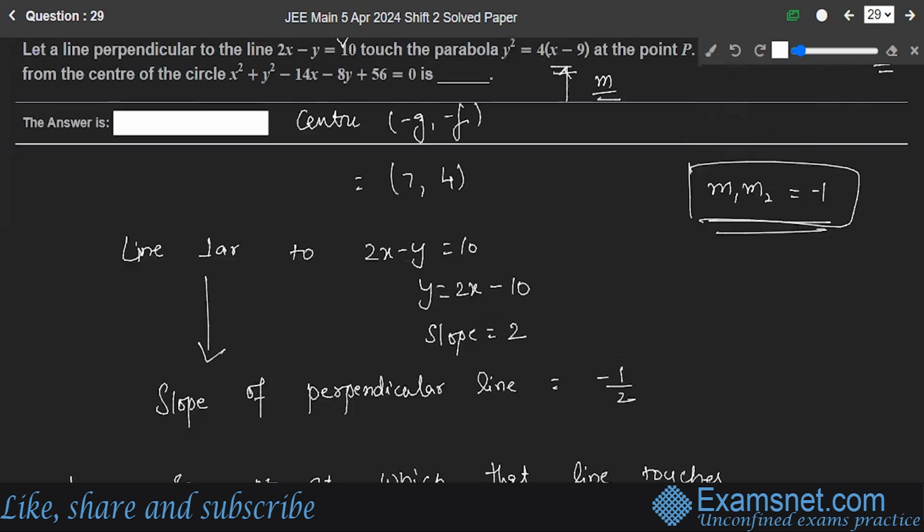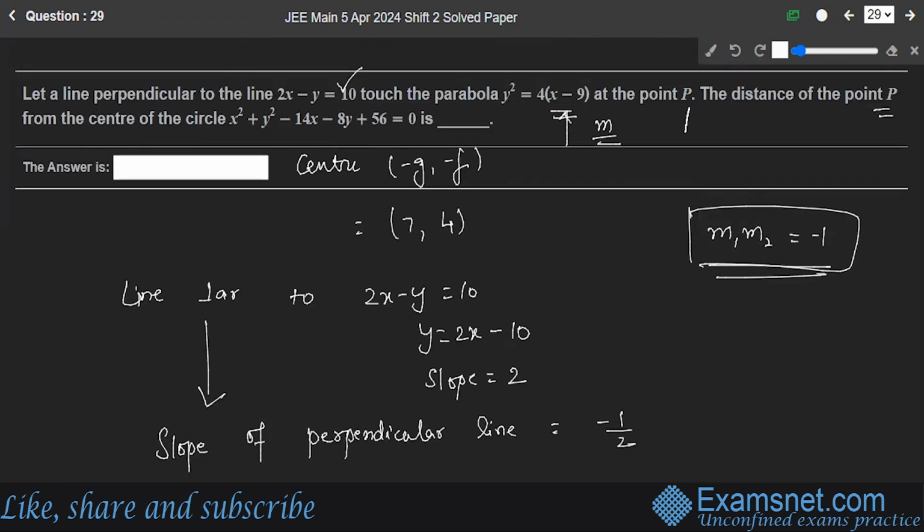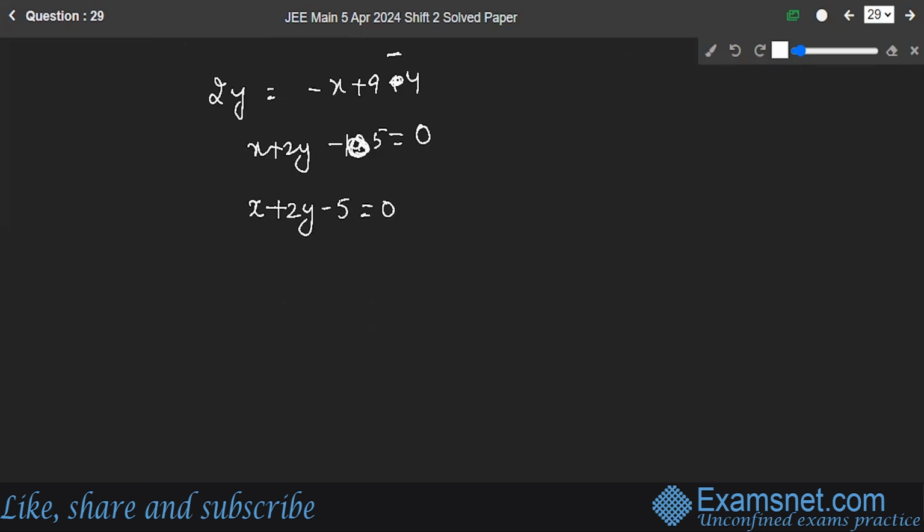Now let's get back to the question. What do we have to find out? They are intersecting at the point P. So we solve the tangent and the parabola, because this point P is common to the parabola and the line as well, both of them. Right?